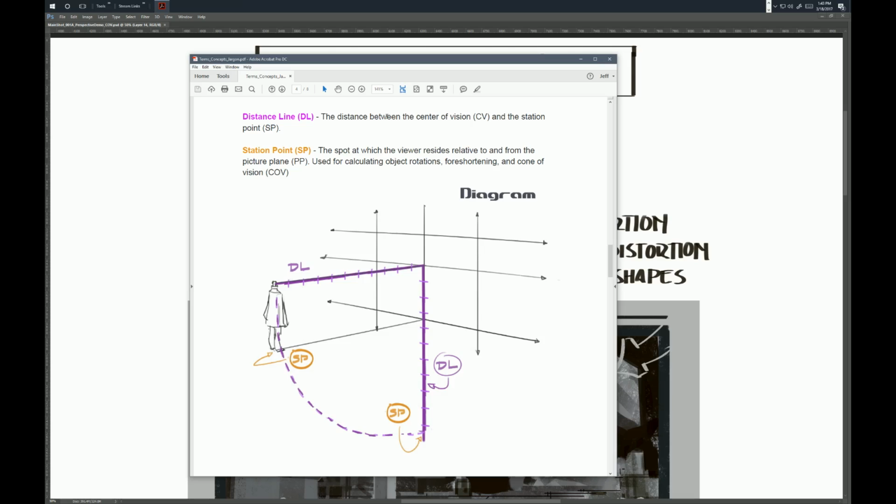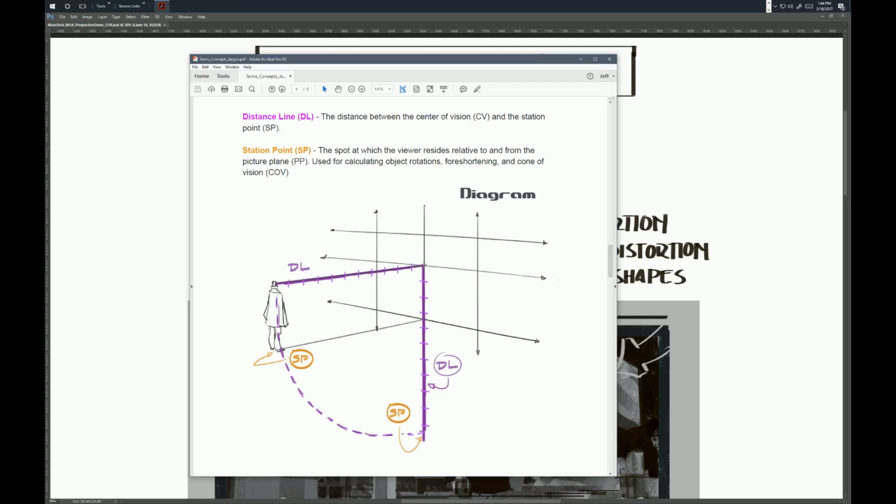But the distance line is the distance between the center of vision and the station point. So basically it's the distance from the eye to the picture plane along the line of sight, as long as the line of sight is parallel. So we take that distance, and that distance is very important.